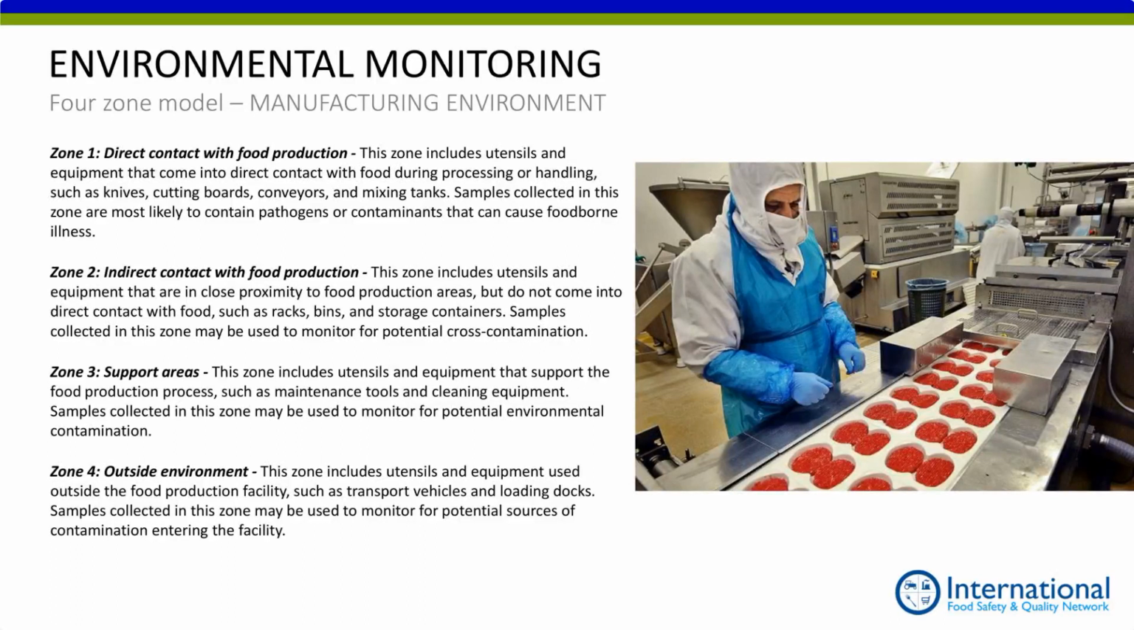Zone 3 are supporting areas, and they include the equipment that supports the food production process, such as maintenance tools, because maintenance tools are entering inside the production, cleaning equipment, etc. And then we have zone 4, which is the outside environment. This zone includes utensils and equipment used outside, such as transport vehicles, loading docks, movement docks, etc. But it's all entering into zone 1. Everything is connected with zone 1 in the site environment.